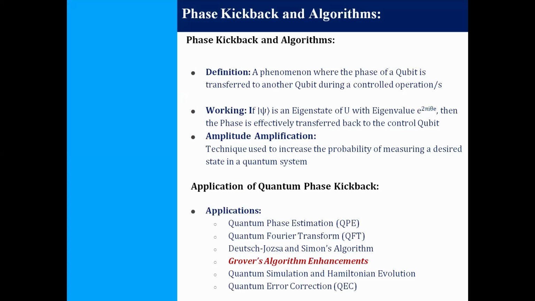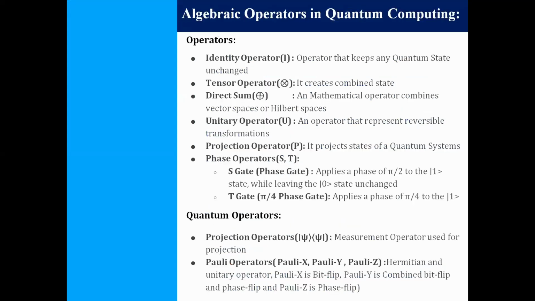Phase kickback, as seen yesterday, is the phenomenon where the phase of a qubit is transferred to another one on a control and conditional basis, which we'll see inside Grover's algorithm. It is used in Grover's algorithm to enhance its computations.